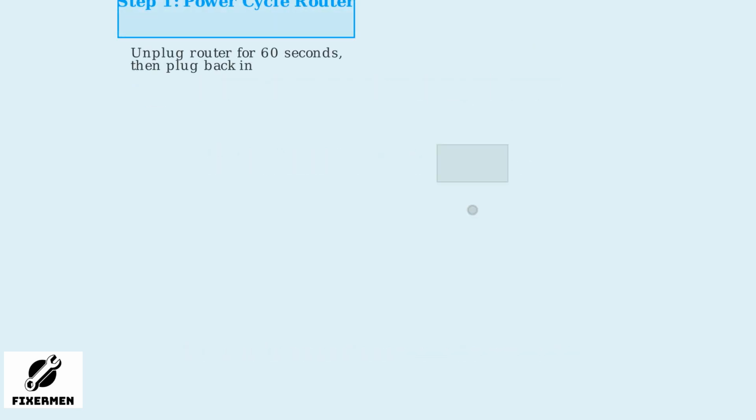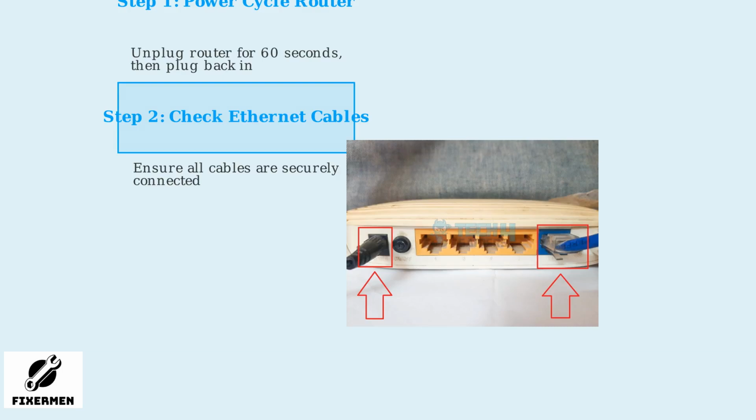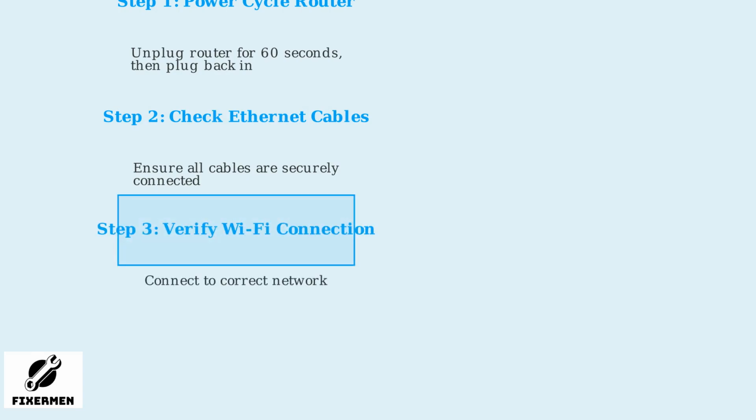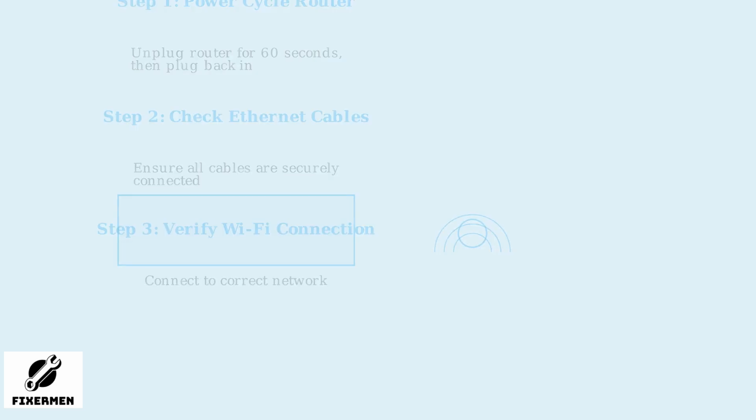Start with the simplest solutions for router login issues. First, power cycle your router by unplugging it for 60 seconds, then plugging it back in. This resolves many temporary glitches affecting login access. Next, check that all Ethernet cables are securely connected. Loose connections can prevent proper network access and login. Finally, ensure your device is connected to the correct Wi-Fi network. Wrong network connections can block router login attempts.